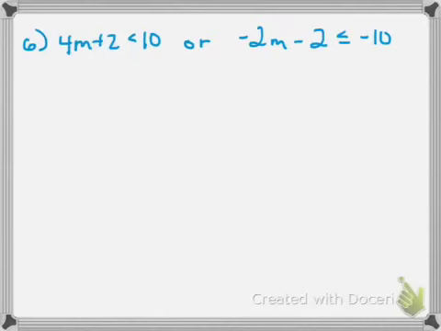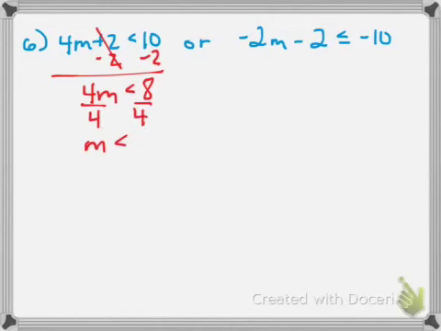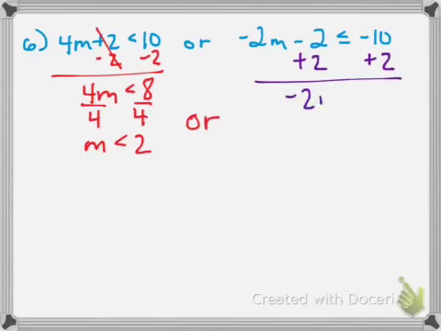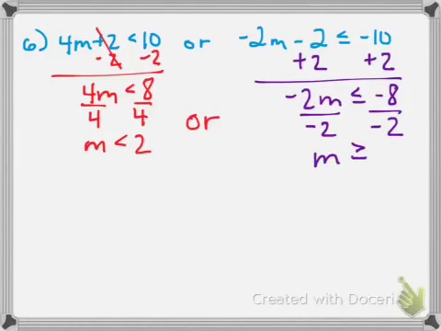So let's see how you did on the last one. Let's solve this one first. Subtract 2 from both sides. So I get 4m is less than 8, divide by 4. So I have m is less than 2, bring down my or. And then let's solve this side. I add 2 to both sides. Negative 2m is less than or equal to negative 8. Divide both sides by negative 2. So I have m, and then this flips, is greater than or equal to 4.